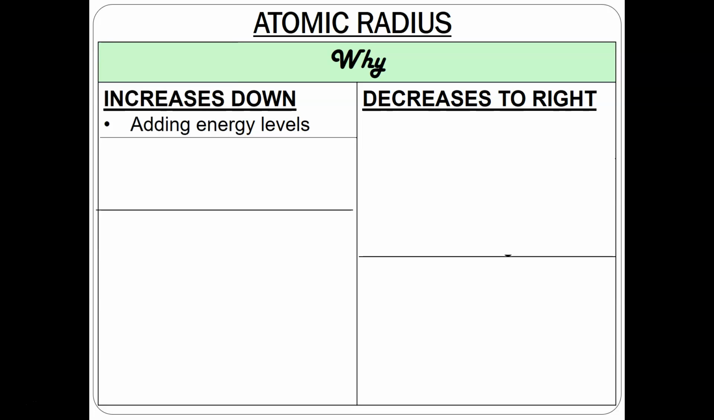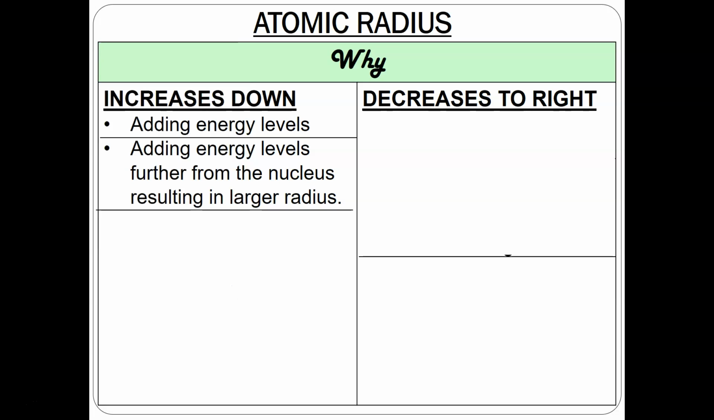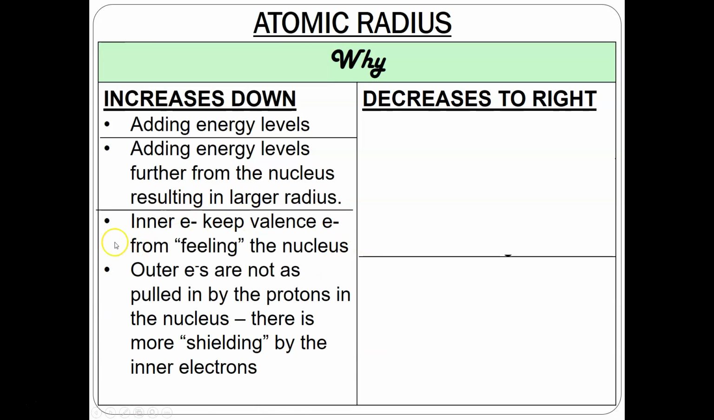Why would adding energy levels mean that it gets bigger? Well, when you add energy levels, they're further from the nucleus, so it gets bigger. That's better, but not quite, okay? If you want all of your points, full credit answer, you got to explain these two pieces, but you got to add this extra bit. What we have to include is the concept that the nucleus and the electrons have an attraction. One is positive, one is negative.